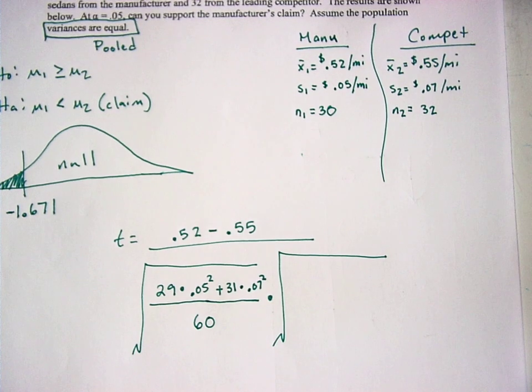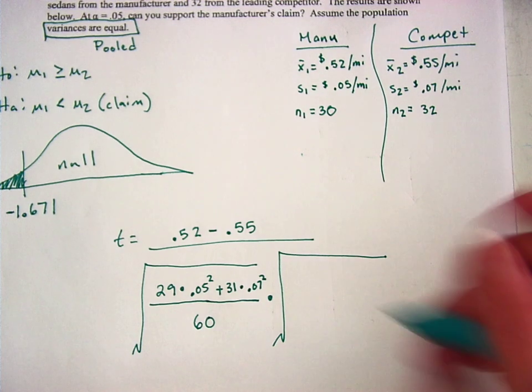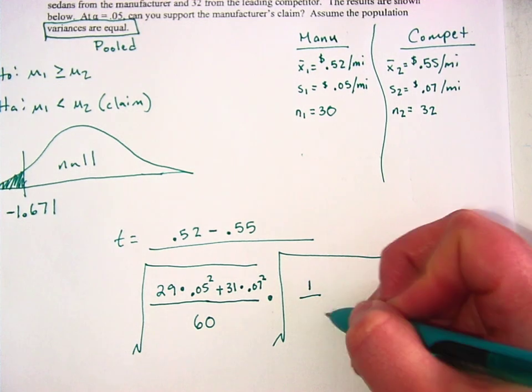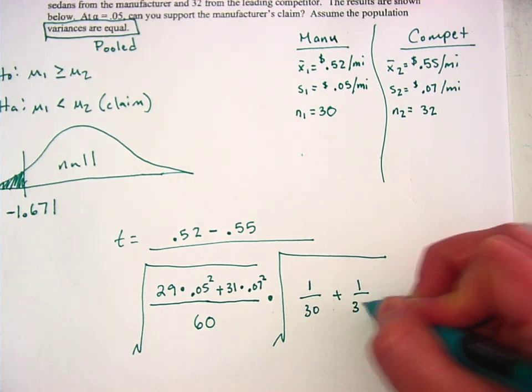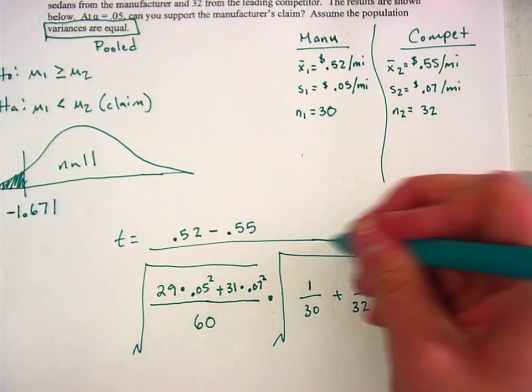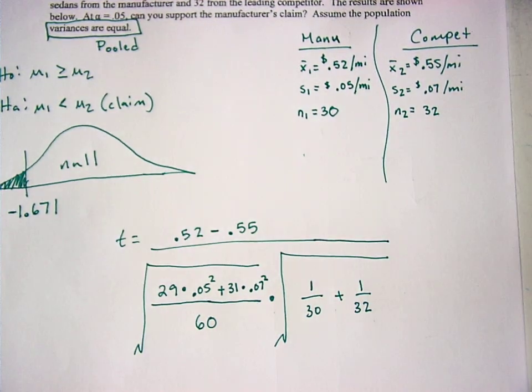Do you see how I'm doing some of the math in my head? It's going to be really hard to put all of that into a calculator if I don't do some of it myself. Times 1 over n sub 1, which is 30, plus 1 over n sub 2, which is 32. If you do some of the little subtraction in your head, it's not so bad. All right, we can do it.